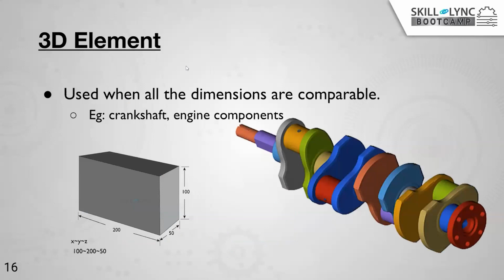Coming on to the 3D element, it can be used for all the cases, but generally you use it when all the three dimensions are comparable. Examples are crankshafts and engine components. These are very critical components. You need to check the through-section stresses or through-section strains of the components. So in that case, a 3D element is suggested.